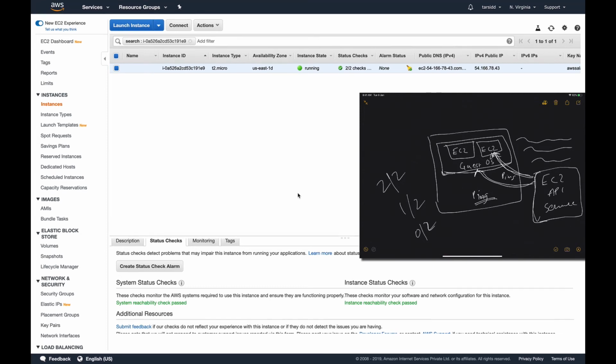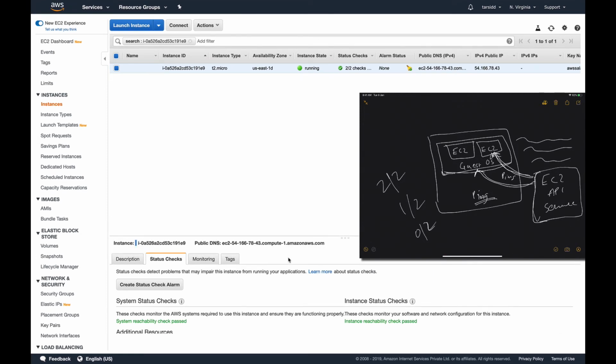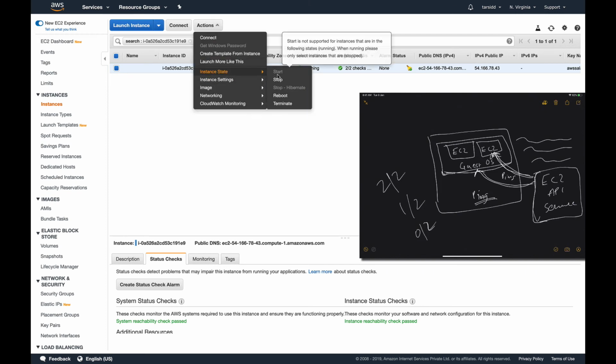So what to do if your instance is failing these checks? Suppose the instance status check failed and your system status check is okay. You can wait for some time, and probably in some time your instance status check would be okay, because this is related to your OS. And if you don't want to wait, you just need to go into Actions, Instance State, and reboot your EC2 instance, and your instance status check would be okay.